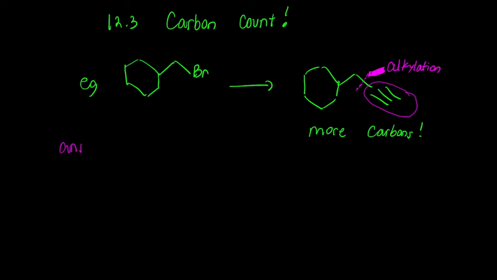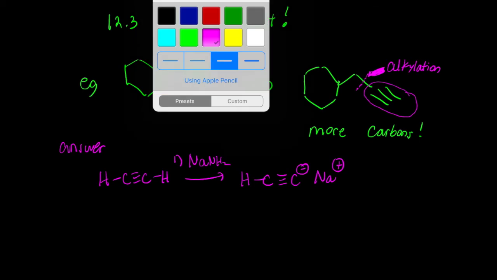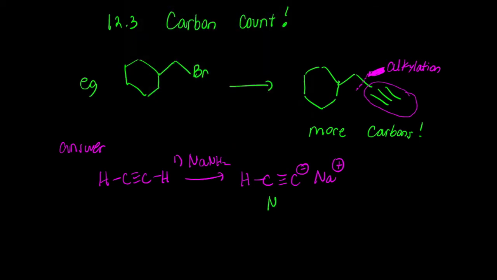So the answer for how to synthesize this would be to take acetylene, and we could add sodium amide to this. That would be step 1 there. And you would form your acetylide ion. I'll draw it with the ions drawn out there. And remember again that this guy here is a great nucleophile, and this guy here is a great electrophile.